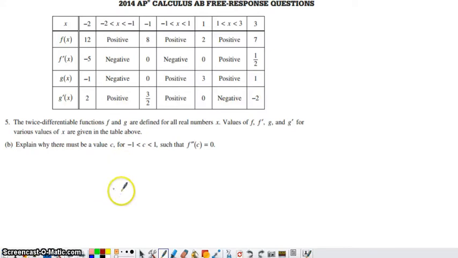So here's part B of number 5 from the 2014 AB Calc exam. And in part B it says explain why there must be a value C between -1 and 1 such that f double prime of C equals 0.